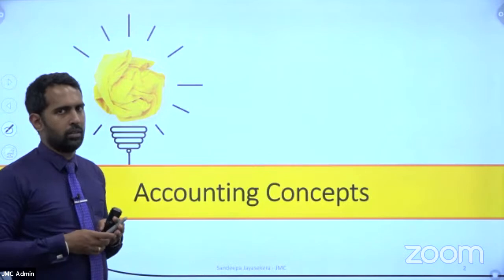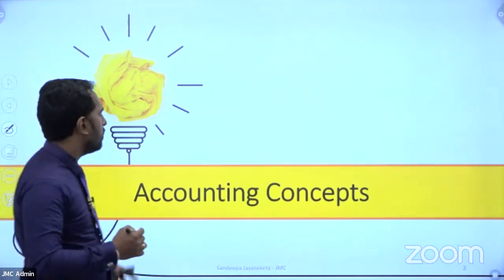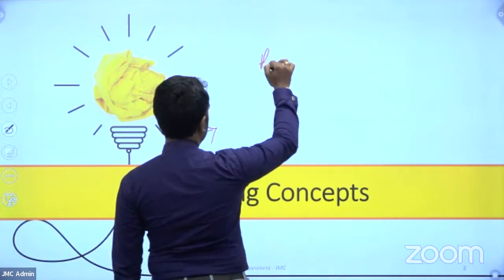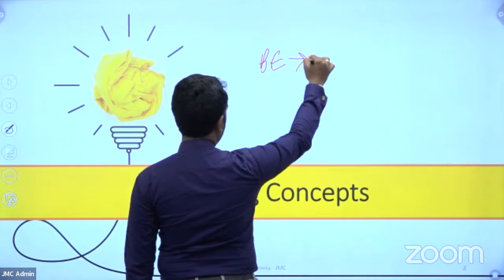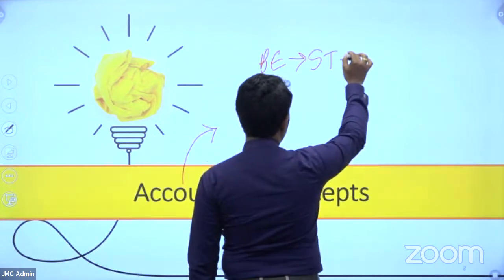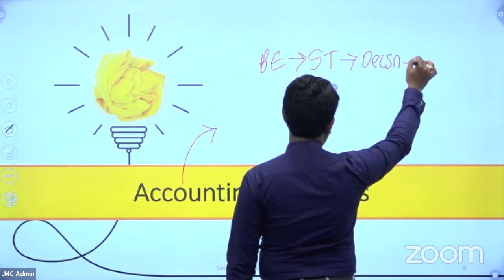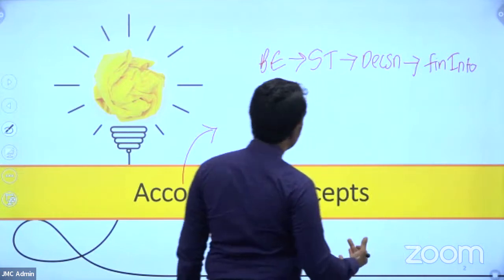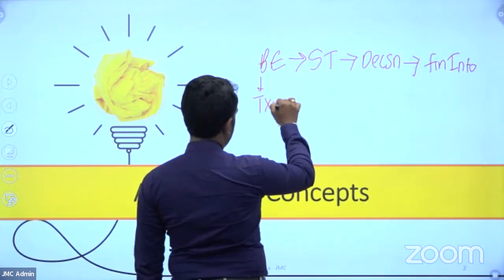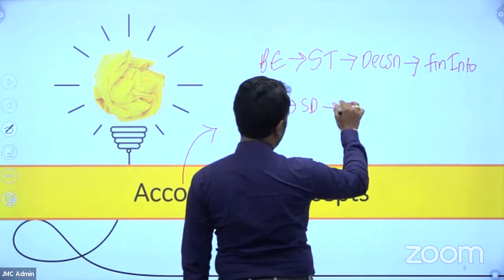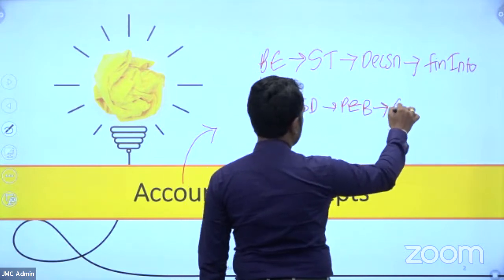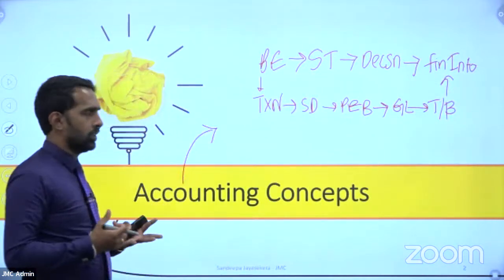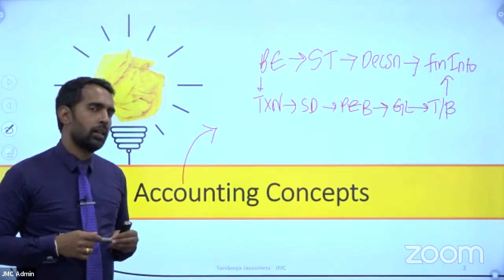Now, what is an accounting concept? In accounting, there's a business entity, and there are interested parties, the stakeholders. For these stakeholders to make decisions, they need financial information. In a business, there are transactions. We capture them through the source documents, then record them in the prime entry books, then in the general ledger, then in the trial balance, and finally we produce the financial information. This is what happens in the accounting process.